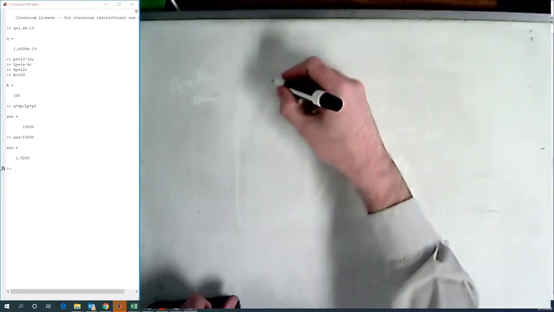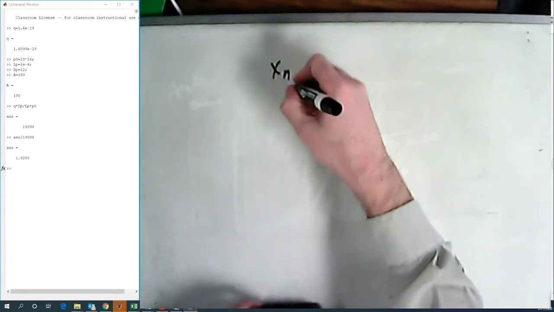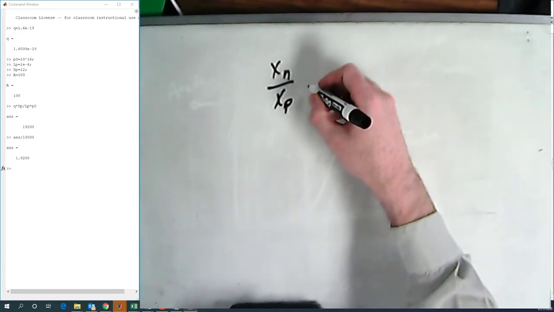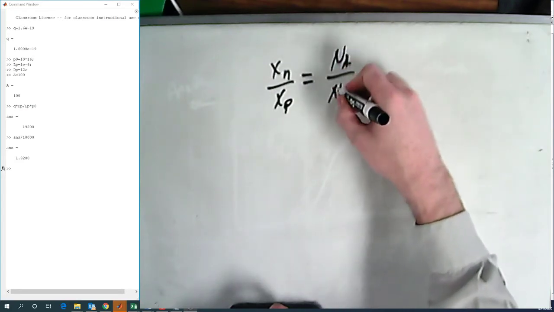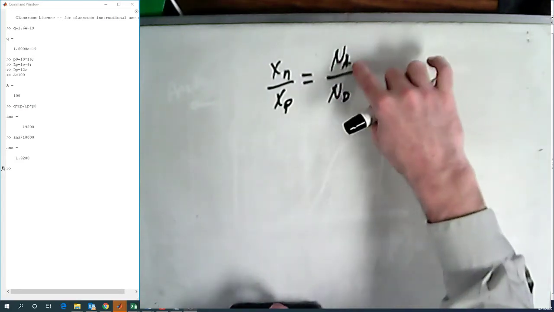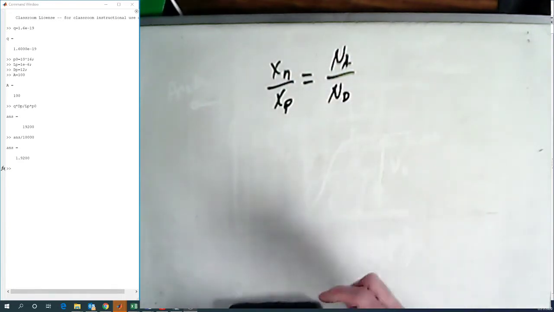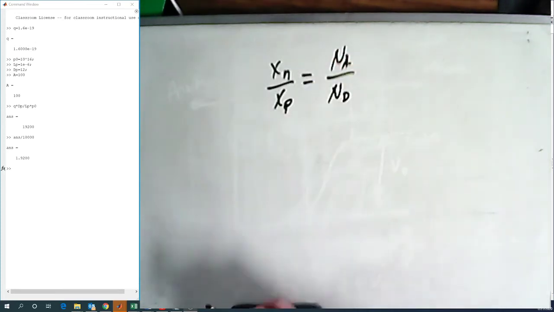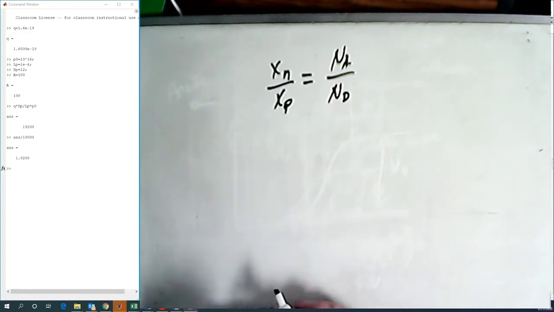So the first one is that the depletion width on the N side versus the depletion width on the P side is equal to NA over ND. So acceptor, this is the holes, this is electrons, and so they're inversely proportional. The more holes we have, the wider the depletion region is going to be on the N side. Okay, and so these are inversely proportional.